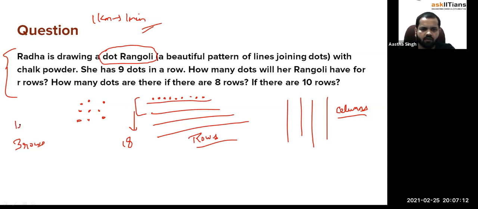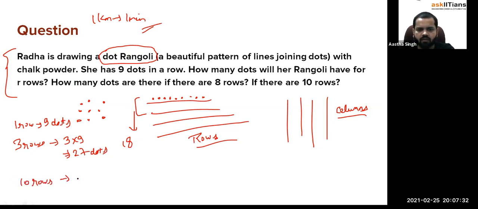So you have 9 dots in one row. In 3 rows, how many dots will be there? Just 3 into 9. Is it 27 dots or not? In 10 rows, how many dots will be there? Just 9 into 10. That is 90 dots. I think you have got the point. In a single row, 9 dots are there. In 2 rows, that will be 18. In 3 rows, that will be 27. In 10 rows, it will be 90.